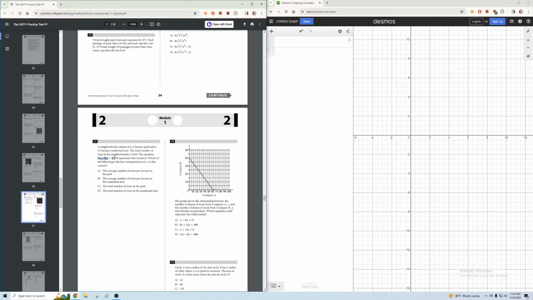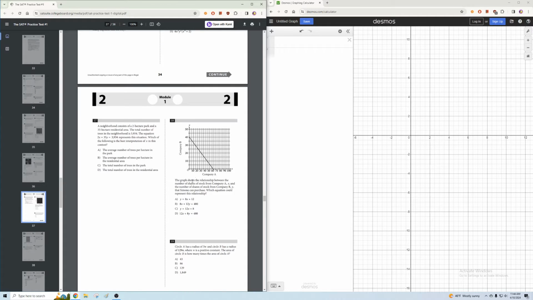Okay, so you're given an equation. A neighborhood consists of a park and a 35... oh, okay, that's cool. This SAT does stuff like this, right? It just throws in kind of random words to try to throw you off. The total number of trees in the neighborhood is this number. So this is just a reading comprehension problem. You could graph this onto Desmos, but that'd be a waste of time though.